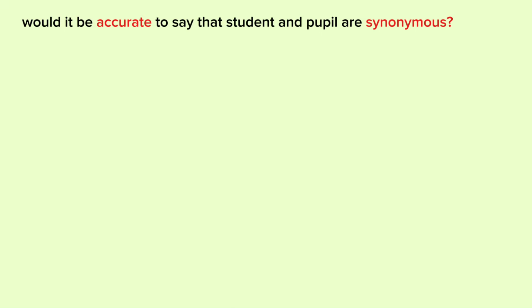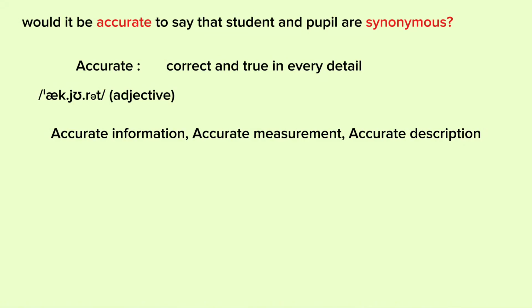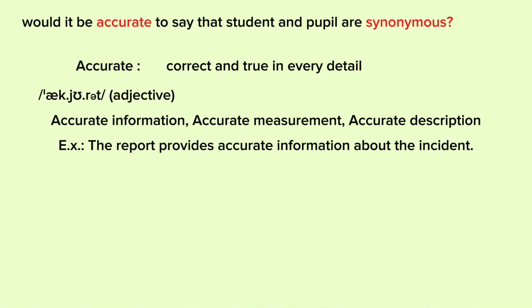Would it be accurate to say that student and pupil are synonymous? So you've got to pay much attention to the word accurate. The meaning is correct and true in every detail. And the collocations are accurate information, accurate measurement, and accurate description. For example, the report provides accurate information about the incident.